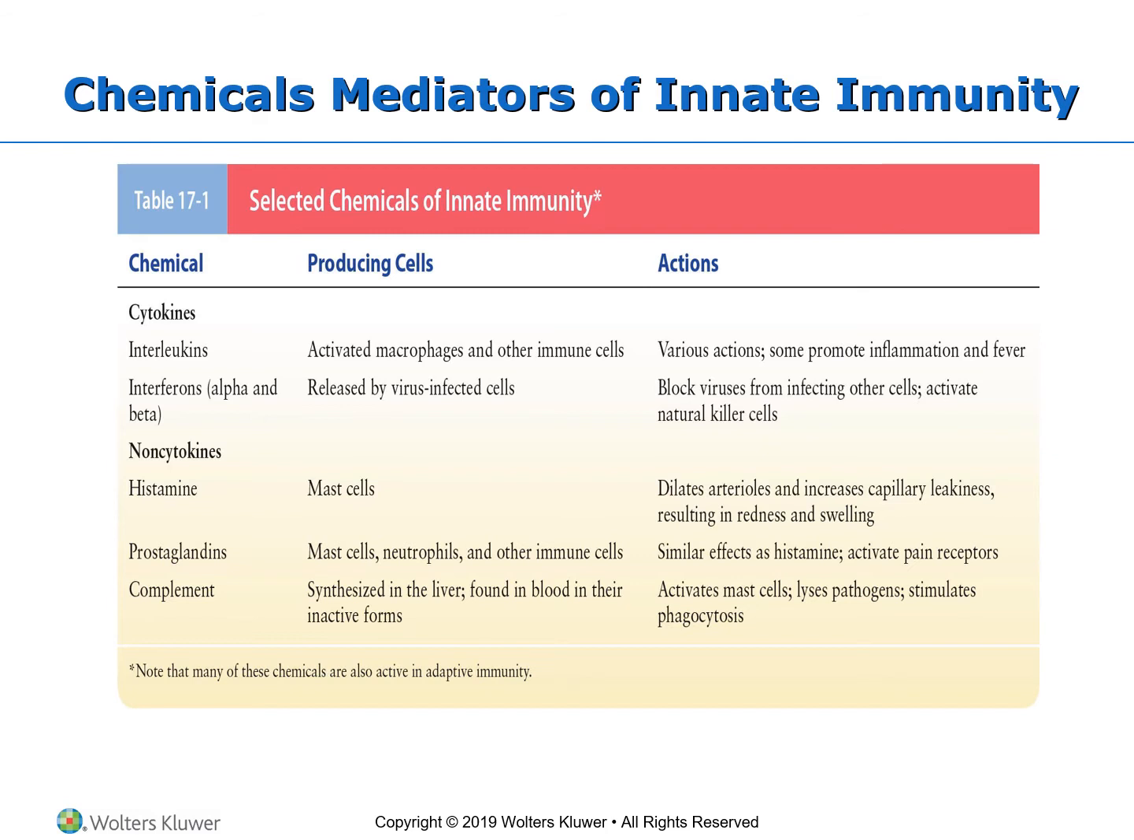Another particle will be the prostaglandins that are secreted and produced by the mast cells and neutrophils. They have similar effects as the histamine, and in addition to dilating arterioles and increasing the capillary leakiness, they will also activate pain receptors and will alert the body there is a problem in a certain part of it.